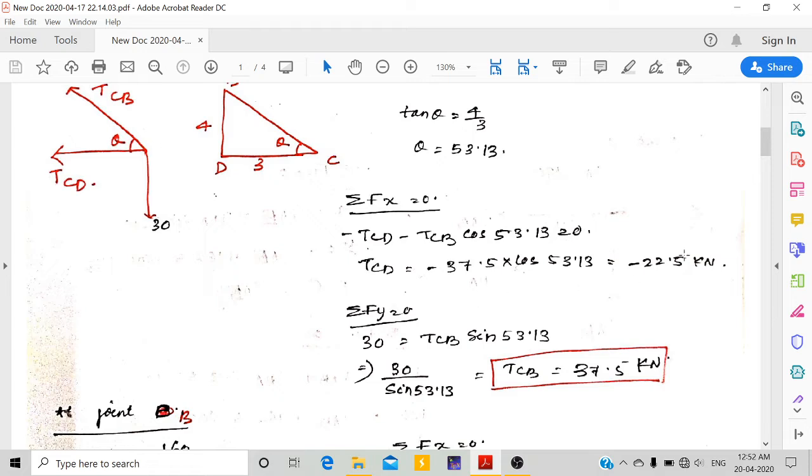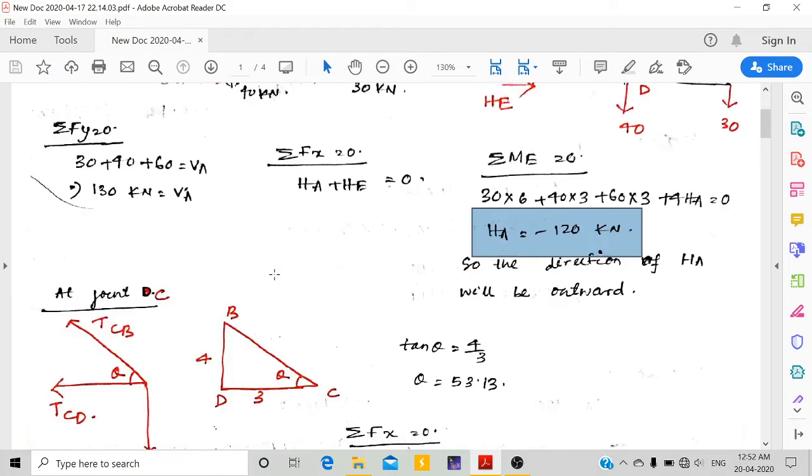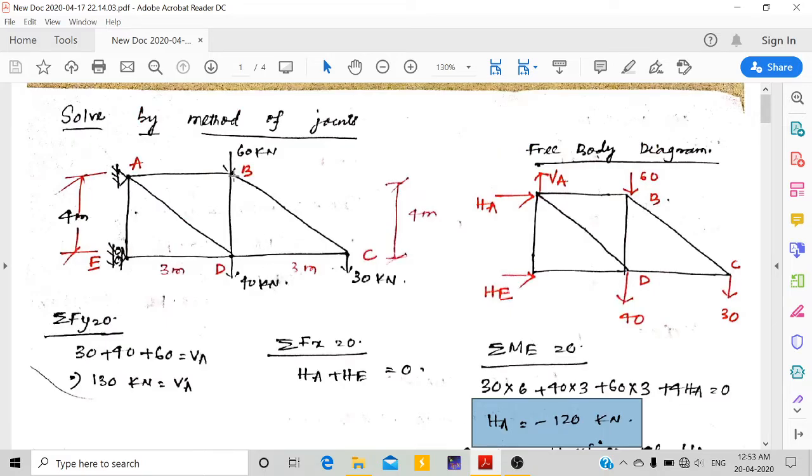Here you can see TCD I am getting minus 22.55. It means it will be in the inward direction. However, my assumption is that from every joint I am assuming the connected members are in tension. Next point, if I go to joint B, at this point this 60 kilonewton is in the downward direction.